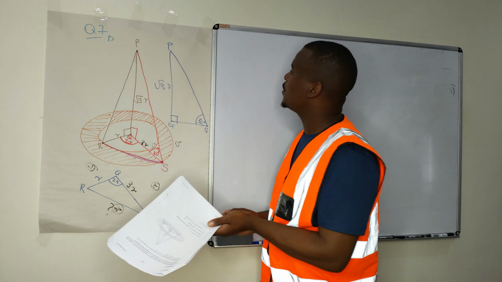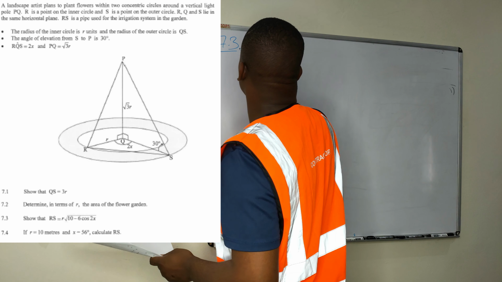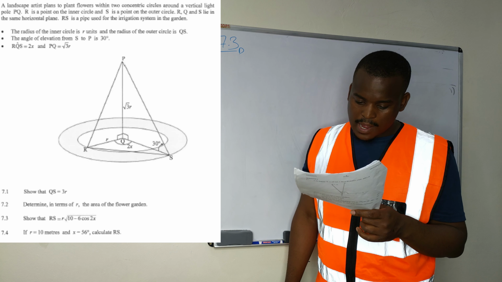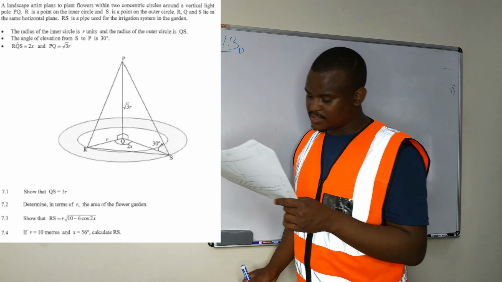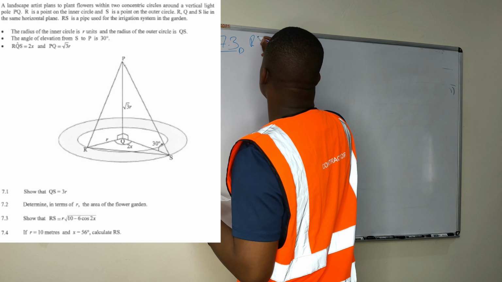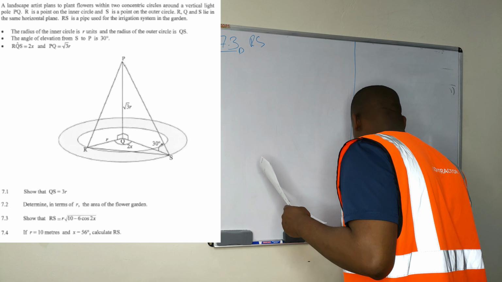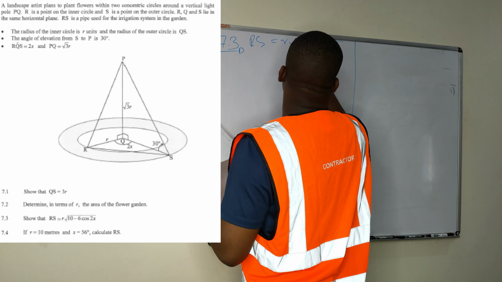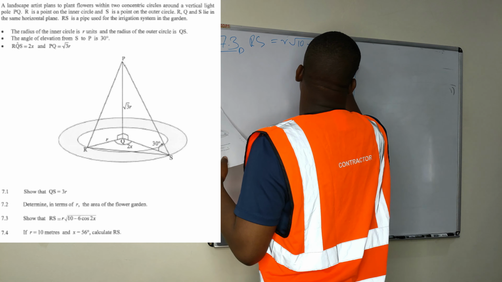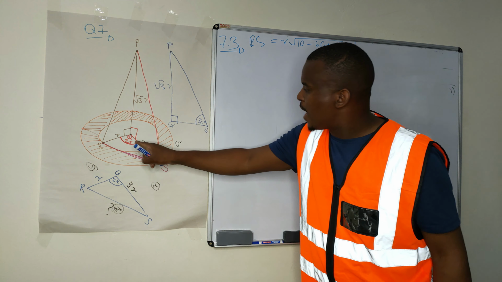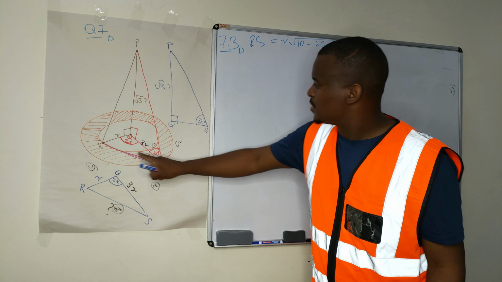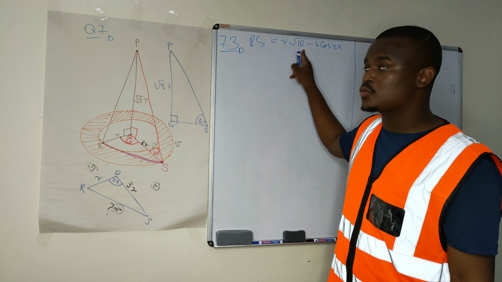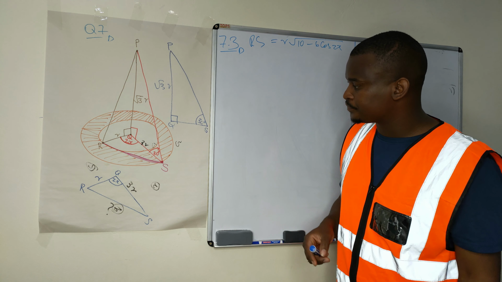Okay, I'm going to do 7.3. Show that RS is equal to R times the square root of 10 minus 6 cos 2x. So they want us to show that RS, this irrigation system here, is equal to this. This length is equal to this. That's what they want us to show.